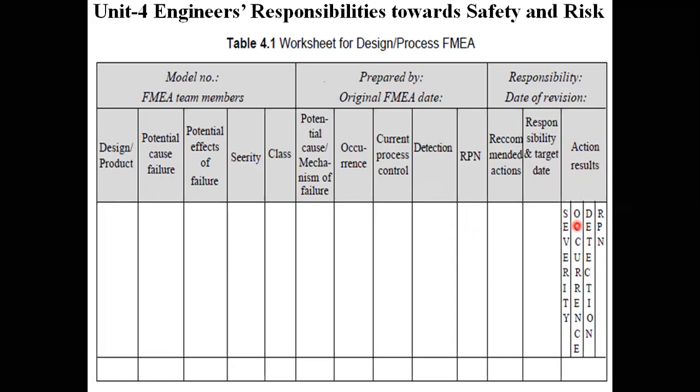First one is severity, and then occurrence, and then detection, and then RPN. What is RPN? It is the product of these three factors, that is severity into probability into detection. Like that, we can find out this RPN. Depending upon this RPN level, we can conclude the risk level. What the risk levels are can be identified.